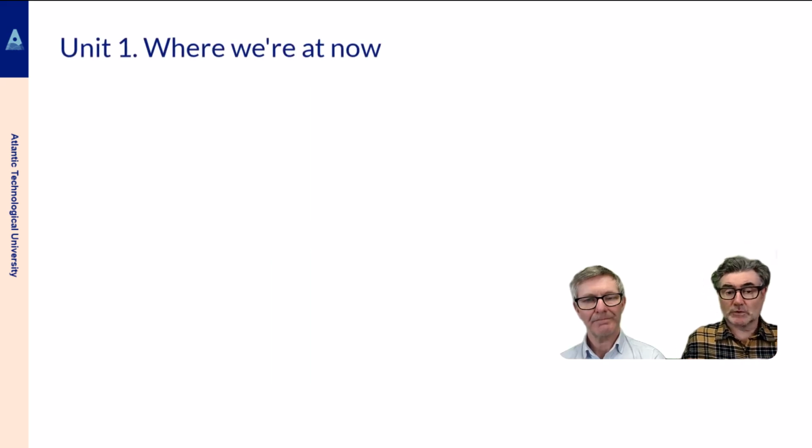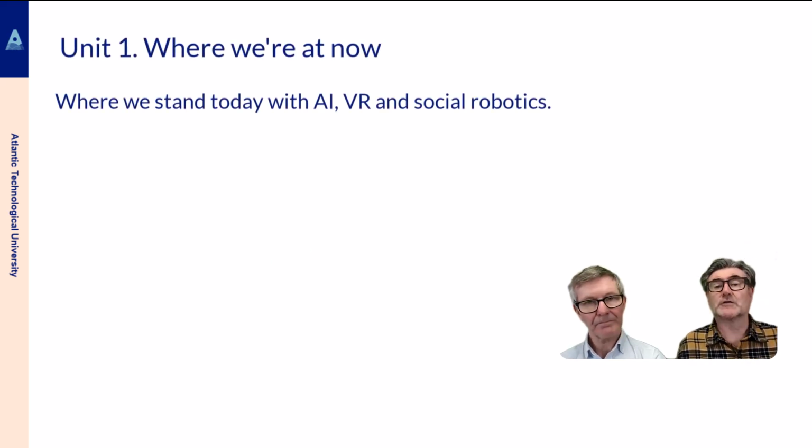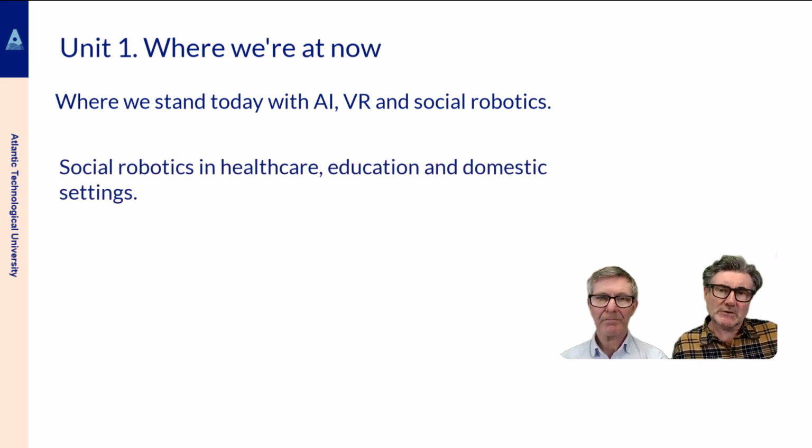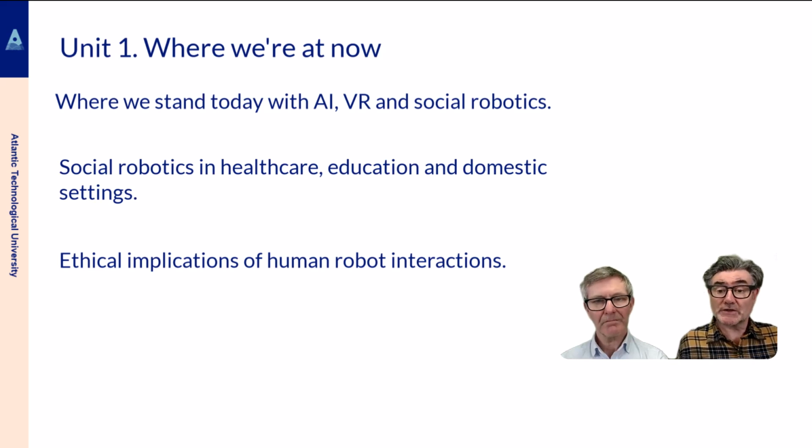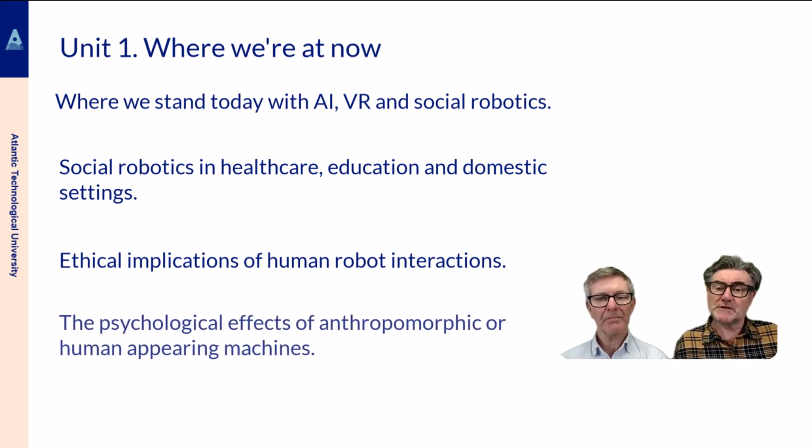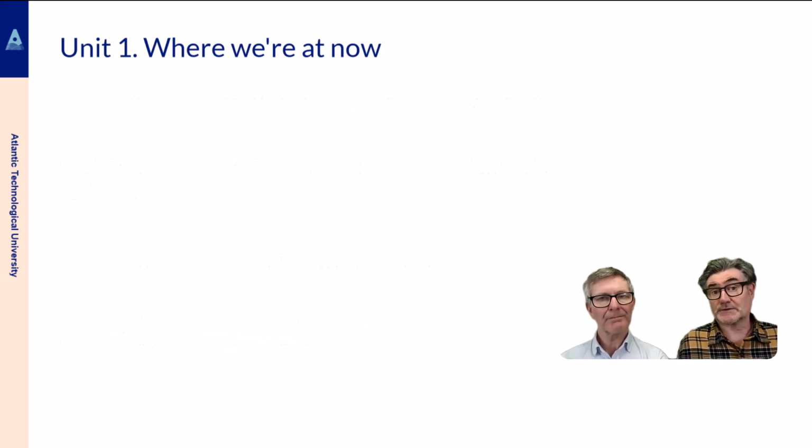That's right. And in Unit 1, Barry, we explore the current state of robotics technology and its integration into society. We examine how social robots are being deployed in healthcare, education, and domestic settings. We consider the ethical implications of human-robot interactions and the psychological effects of anthropomorphic, or human-appearing, machines. This opening unit provides a comprehensive survey of where we stand today with artificial intelligence, virtual reality, and social robotics.